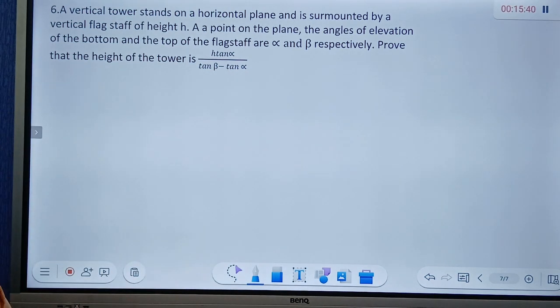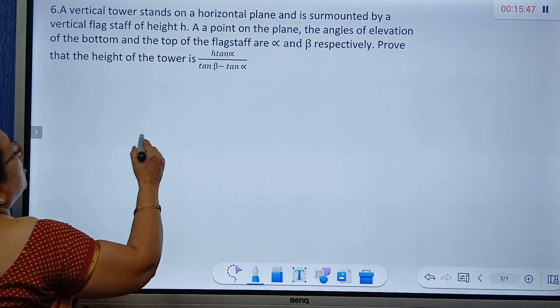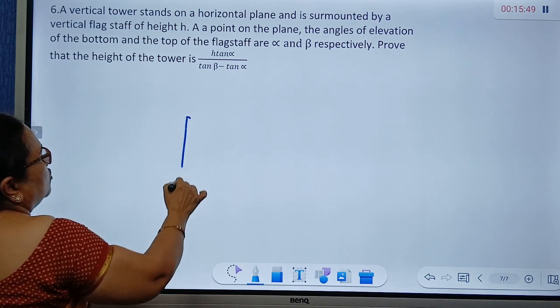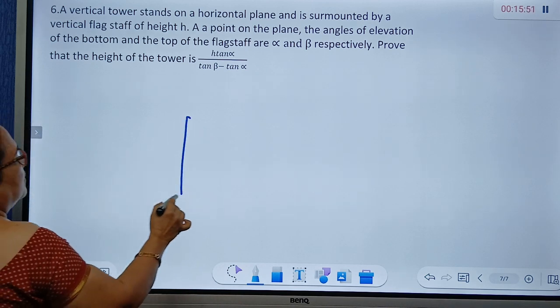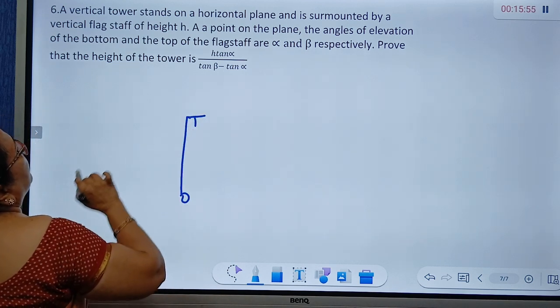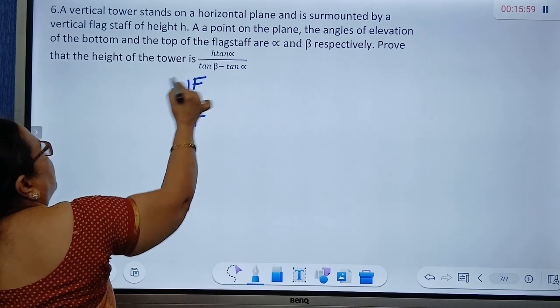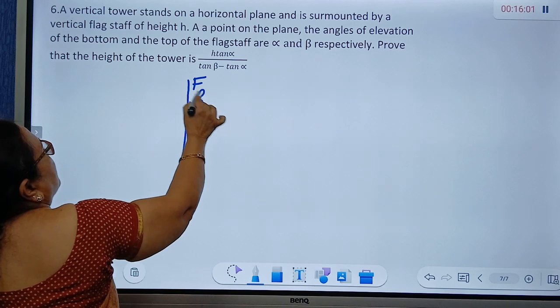Now, a vertical tower stands on a horizontal plane and is surmounted by a vertical flagstaff of height h. So, you have a tower. Let me call it T, and it is surmounted by a flagstaff. Let me call that F. What is the height of the flagstaff?